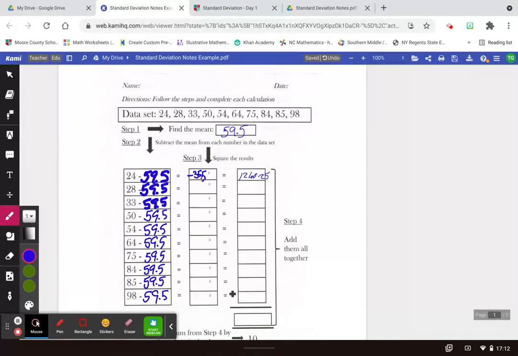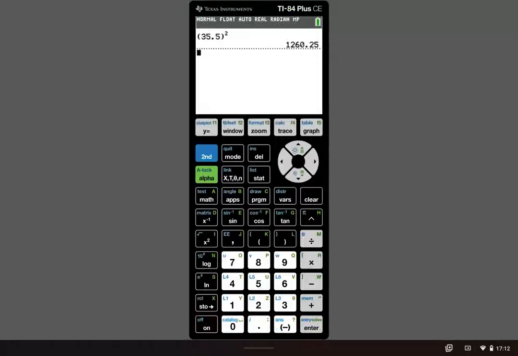1260.25, okay? So then you would do the 28 minus 59.5. That's going to equal a negative 31.5. And then same thing, you would go to your calculator, and if you're using the TI-84, you would type in the negative 31.5. Remember to put that in parentheses, because if we don't put it in parentheses, the calculator is not going to do the answer correctly.